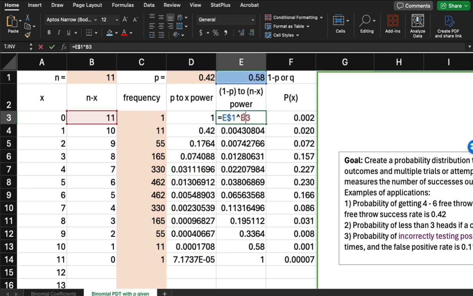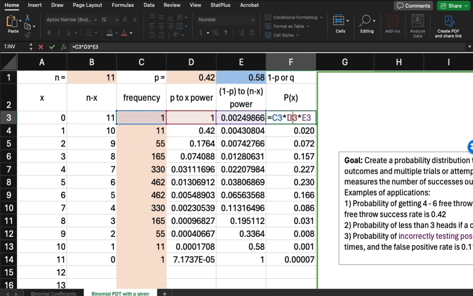In column E, now we're going to do our Q, which is 1 minus P, raised to the n minus x power. So this is going to equal E $1, caret B3. So again, equals E $1, caret, or exponent, B3. Hit enter, and again, click on the anchor in the lower right corner and drag that down. Click and drag. And now we are ready to calculate each individual probability for each of these outcomes to occur.